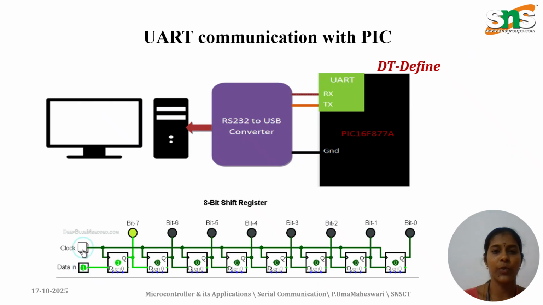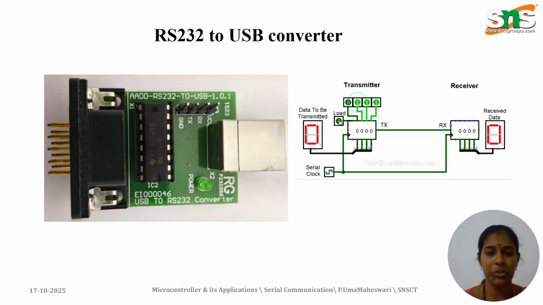The next one is UART communication with the PIC. This 8-bit shift register animation shows how the clock and the data input are being stored. This slide gives you a clear explanation of how a data bit is transferred from one bit to another in the case of serial communication. Fine. The next one is the RS232 to USB converter.